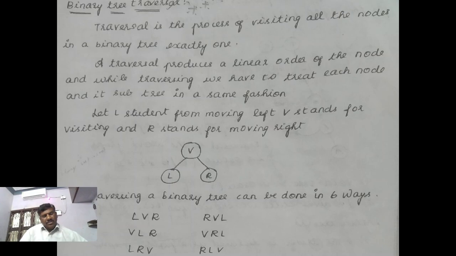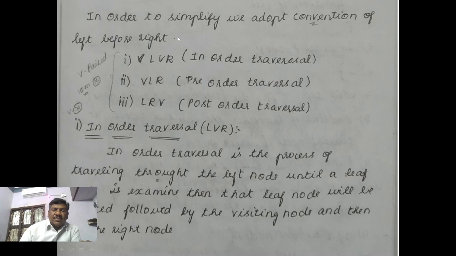If I visit this node with left before right, what do I get in the row? Here the left node is found before the right node, and similarly here the left node is found before the right node, and similarly here too. Whereas here, the right node comes before the left node, so I cannot take this one. Similarly, I cannot take V, R, L because the right node comes before the left node. Similarly, I cannot take R, L, V. Here the right node comes before the left node. So these are the three possible ways I am going to select by using the phenomenon called left before right. The left node has to be found before the right node. Now I am going to give a name for each of these three.